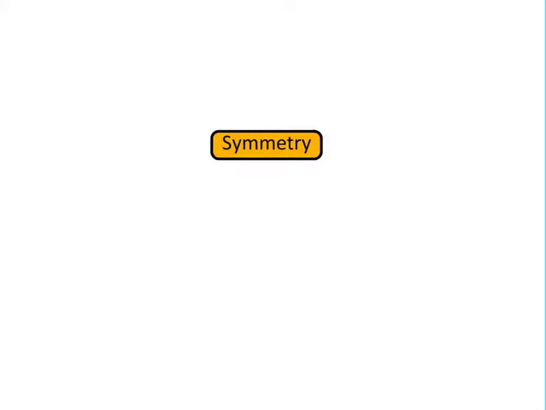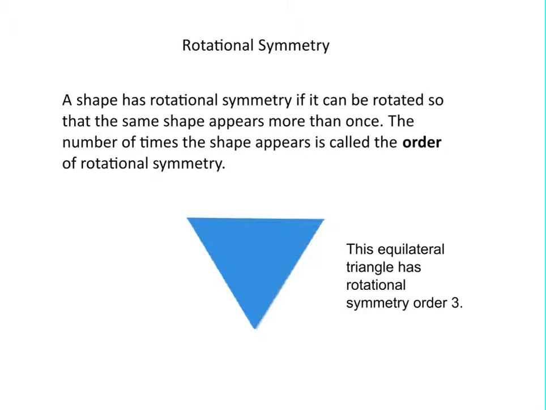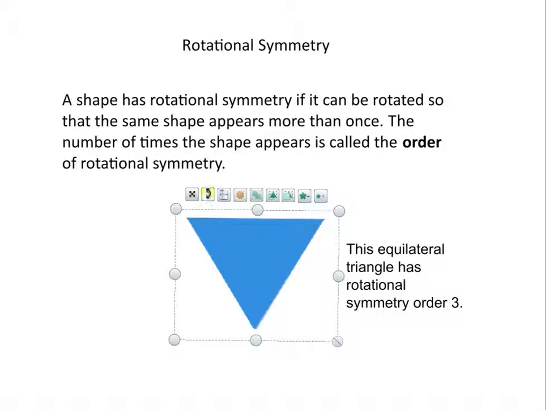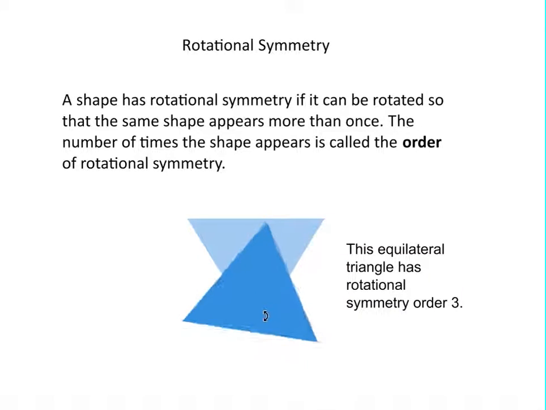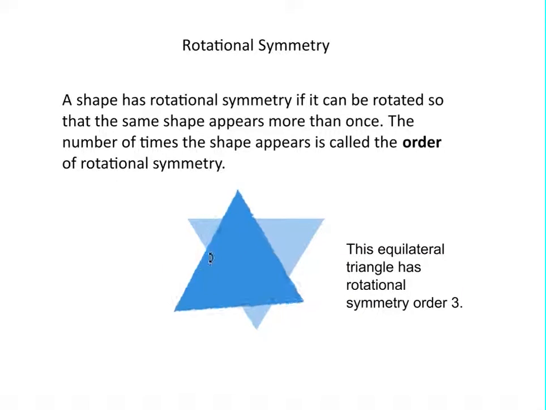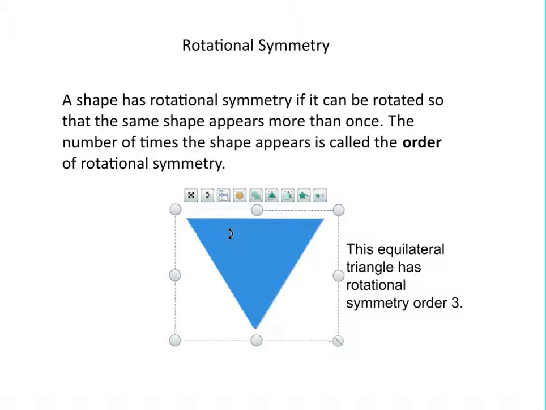In this video, we are going to look at symmetry. So, we're going to look first at rotational symmetry, because I'm guessing you already know all about line symmetry and mirror lines. So we're going to focus ourselves on rotational symmetry. Now, if we look at this shape here, it has rotational symmetry order 3, because I can rotate it 1, 2, 3 times into 3 different positions, and the shape will appear the same.